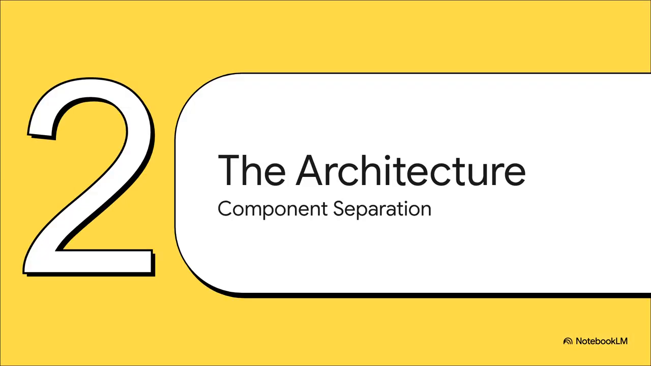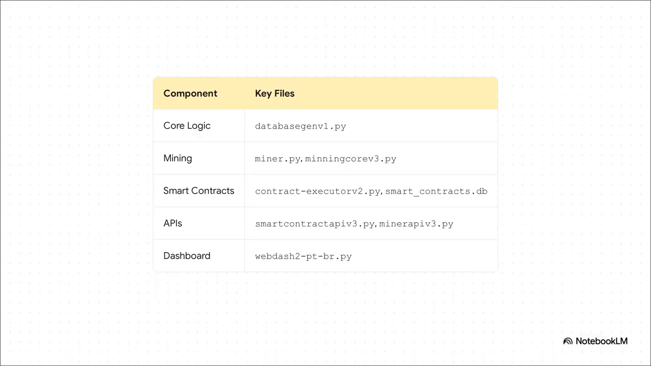Okay, enough with the theory. Let's get to the architecture. This is where we look at the actual project files and see how this idea of separating components plays out in the real world. And right here, you can see modularity in action, just by looking at the project's file structure. You've got the core logic, the mining component, the smart contracts. Each major function has its own dedicated files. Miner.py handles mining, contract_executor_v2.py handles execution. This isn't just about keeping things neat and tidy. It's a fundamental design choice that lets each piece of the puzzle evolve on its own schedule.